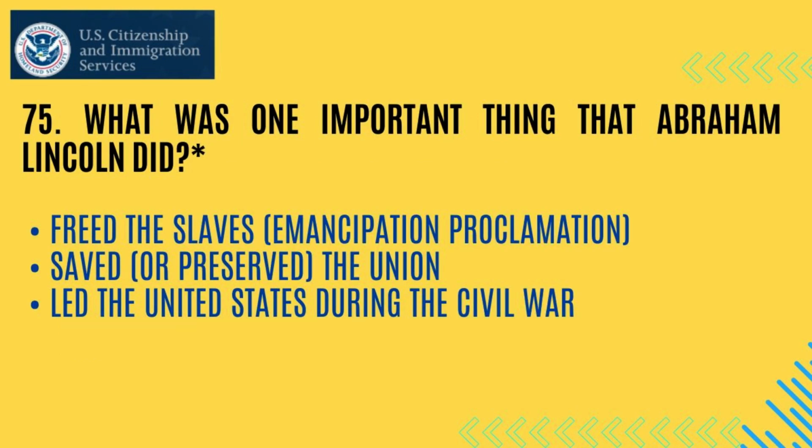75. What was one important thing that Abraham Lincoln did? Freed the slaves. Emancipation Proclamation. Saved, or preserved, the Union. Led the United States during the Civil War.